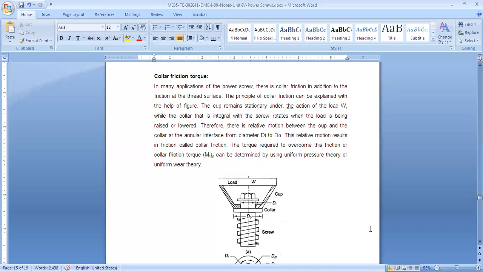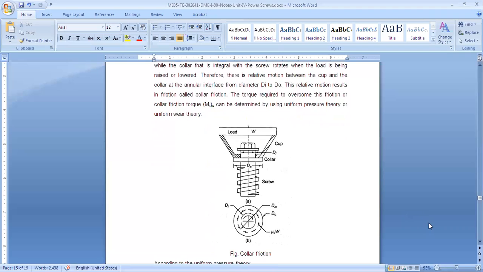Okay. Now, since we have this collar, see, I have shown that in the diagram. There is a collar and there is a cup. This cup will be attached to the object or will be in contact with the object, and there will be friction between the cup and this collar. The collar is the enlarged diameter at the end of your screw. It is an extension of the screw. Now, when your cup is fixed, it is not rotating, but your collar is rotating.